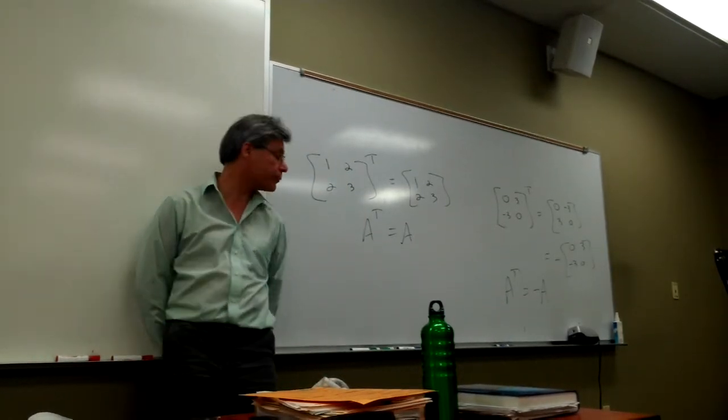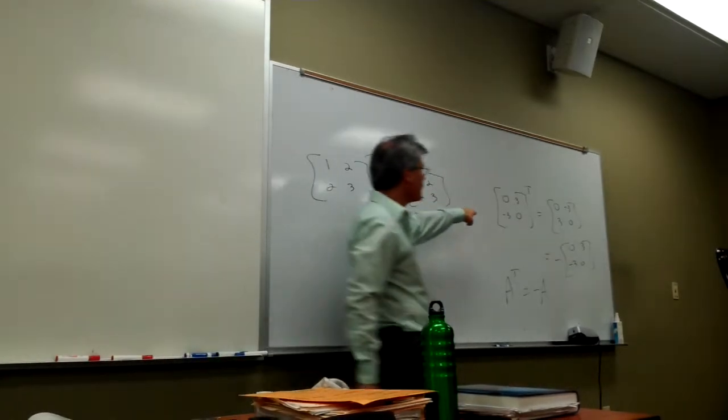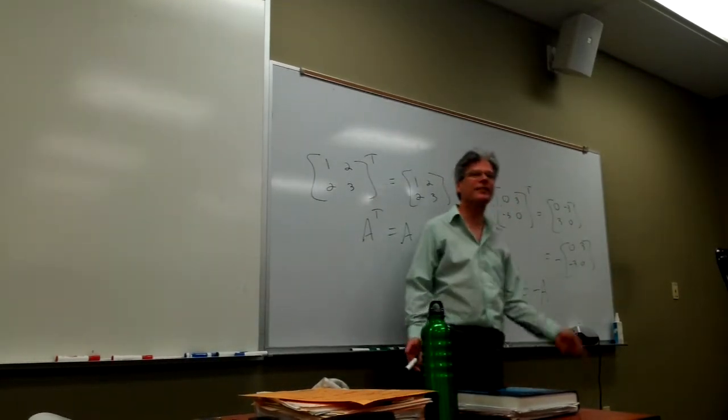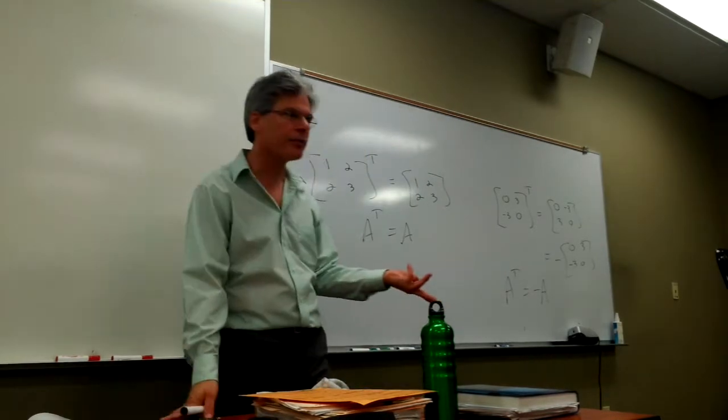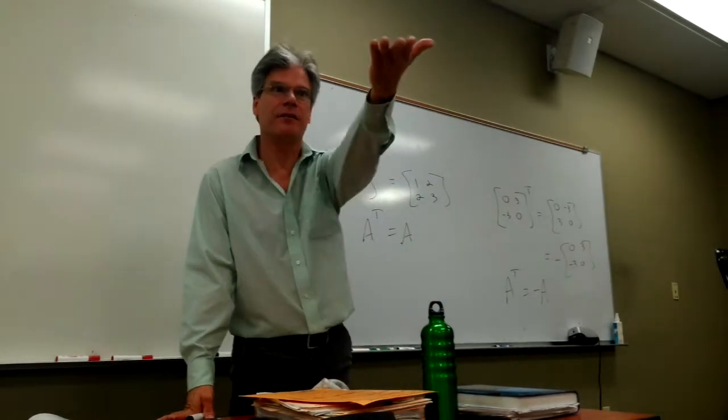This one will become important for us. Notice with anti-symmetric, I necessarily have to have zeros down the main diagonal because they don't move, and zero is the only number that doesn't change when you look at it as negative.